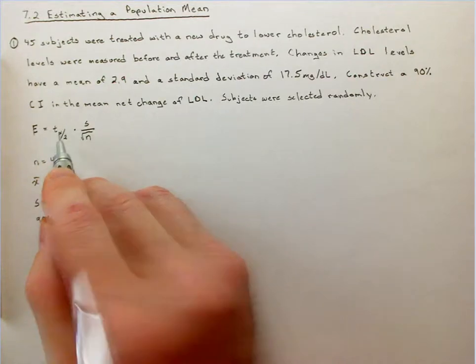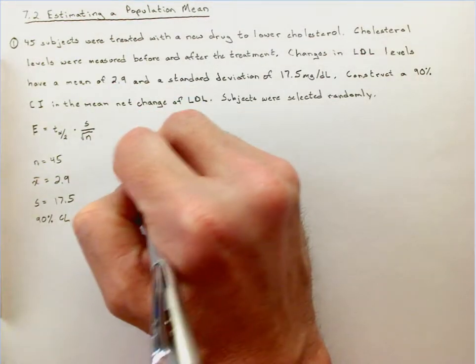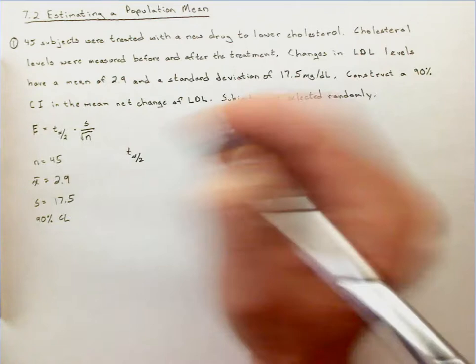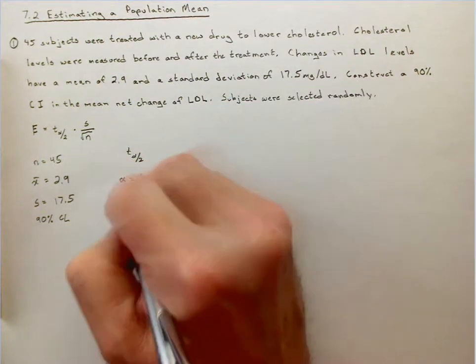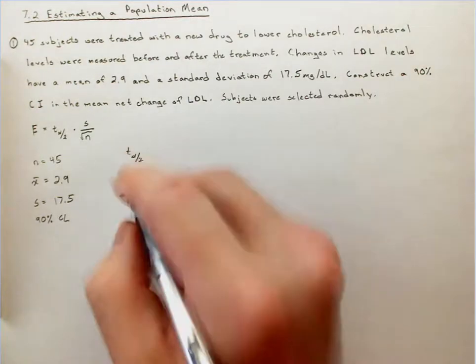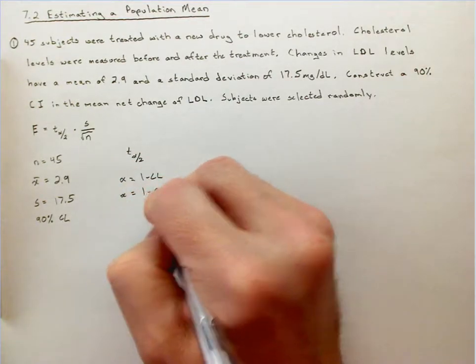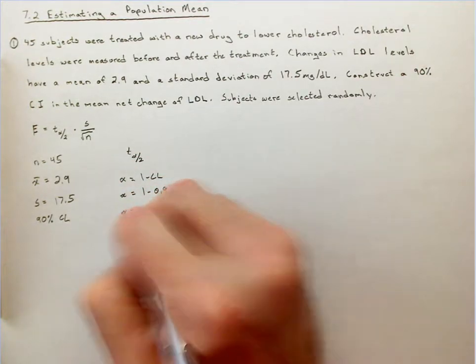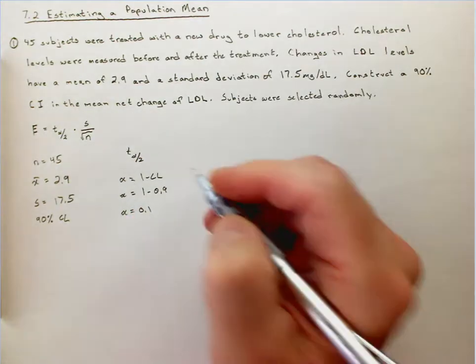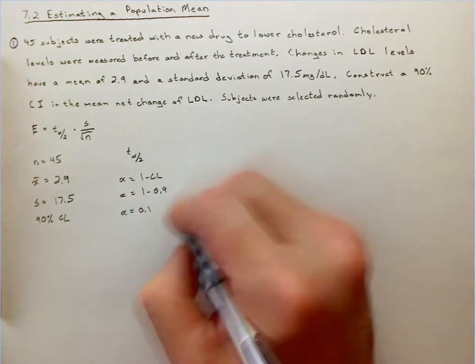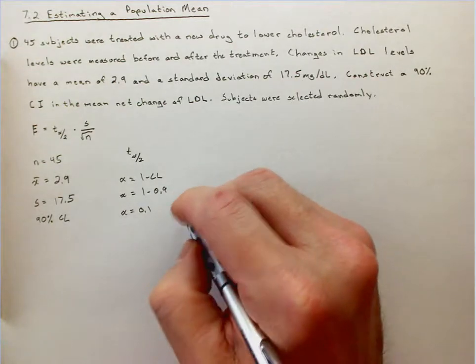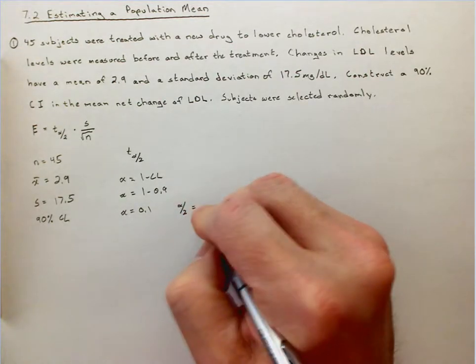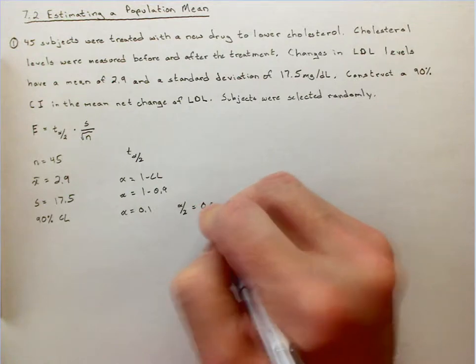So the first thing I need to find is alpha. Alpha equals 1 minus the confidence level, sorry, instead of saying A. 1 minus 0.9, so alpha equals 0.1. And I'll write it over here. So alpha divided by 2 is equivalent to 0.05.